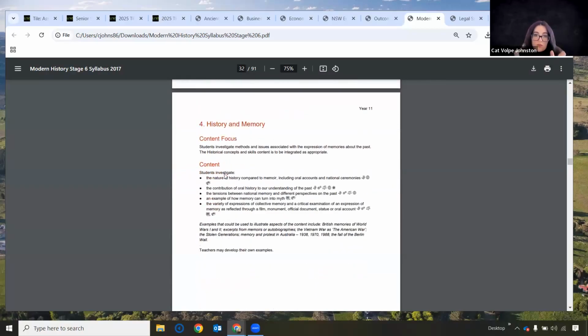So if we want to look at history and memory, say that's something that you wanted to do your learning sequence on. You might want to look at the nature of history compared to memoir, including oral accounts and cultural ceremonies, the contribution of oral history to our understanding of the past. Say that's what you chose as your content area. Then you may look at excerpts from memoirs or autobiographies as your sources, but related to the Vietnam War. And then maybe your second topic might be similar sources, but related to the fall of the Berlin Wall, for example. So that's how you can work it in history.